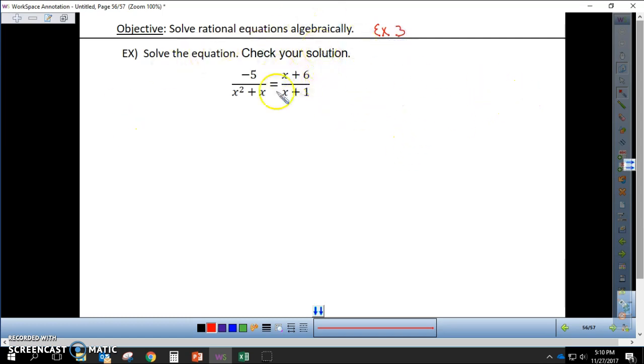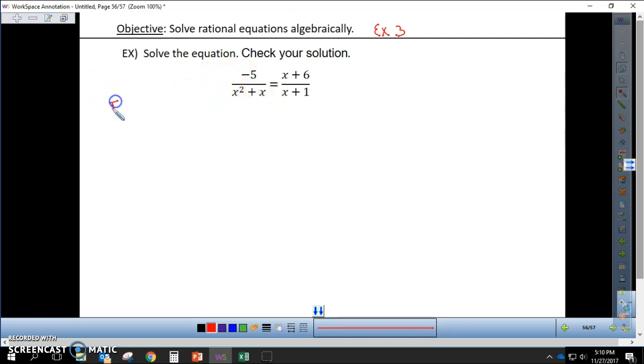For this example, I want you to notice that it is slightly different than the ratio problems that we saw before. Here we have binomials in our denominators, and looking at the structure of this rational expression, we're going to have to go ahead and factor this out.